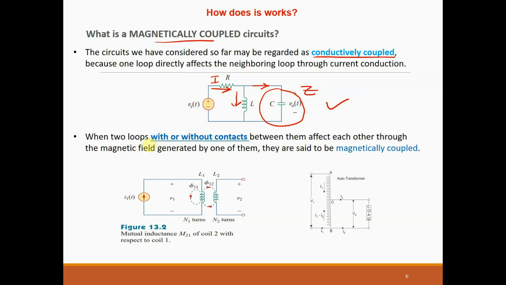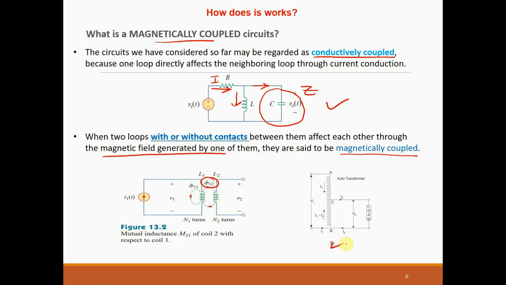Now, when the loops, with or without contacts between them, affect each other through the magnetic field generated by one of them, they are said to be magnetically coupled. So here is an example of non-contact magnetically coupled, right? It is coupled by this flux φ12. The secondary here is coupled by φ12.